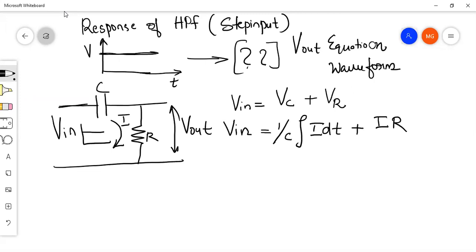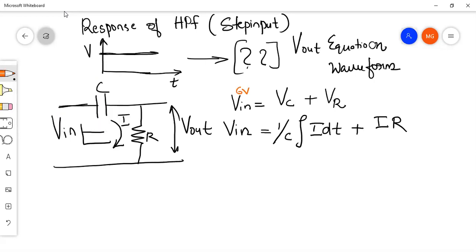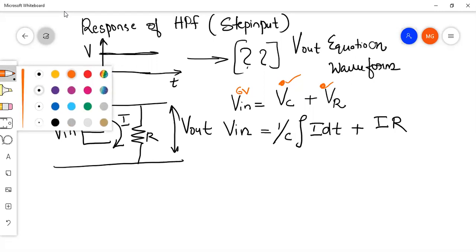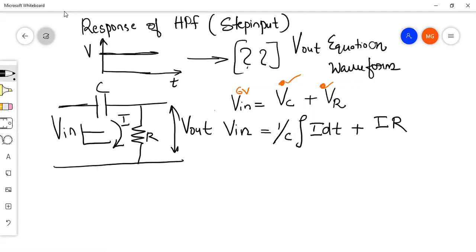That means the idea is, if we give say 6 volts, some voltage will dissipate here and some voltage will dissipate there. That is all the concept is. So I can write input voltage will be voltage across capacitor plus voltage across resistor. Voltage across capacitor is 1 by C into integral I dt, and voltage across resistor is simply I into R. Is this equation clear to you? Yes, sir. Yes.